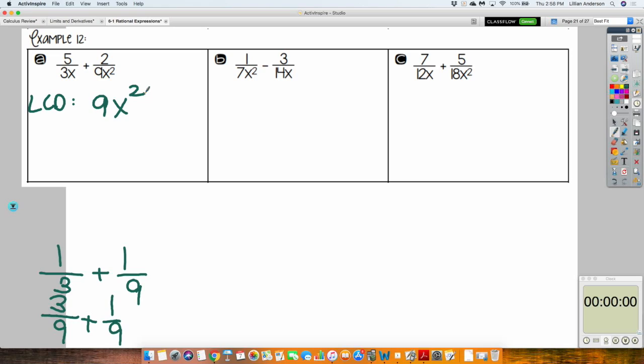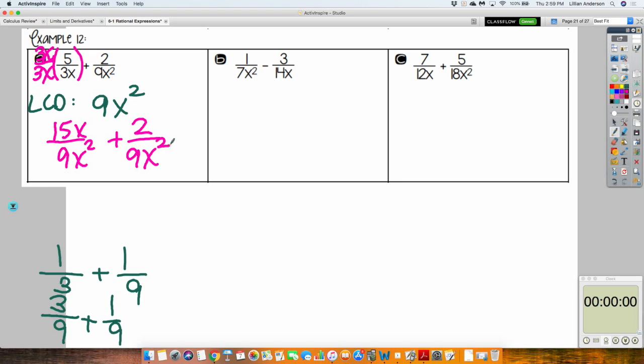So, just like when you're adding fractions, once you get your common denominator, you have to adjust the fraction so that it can be that common denominator. 3x times what is going to give me 9x squared, my common denominator? So that means I have to multiply this entire fraction by a 3x. So 3x on top, a 3x on the bottom. What about my second fraction? Do I have to multiply it by anything? No, I don't. So now, this gives me 15x over 9x squared plus 2 over 9x squared.